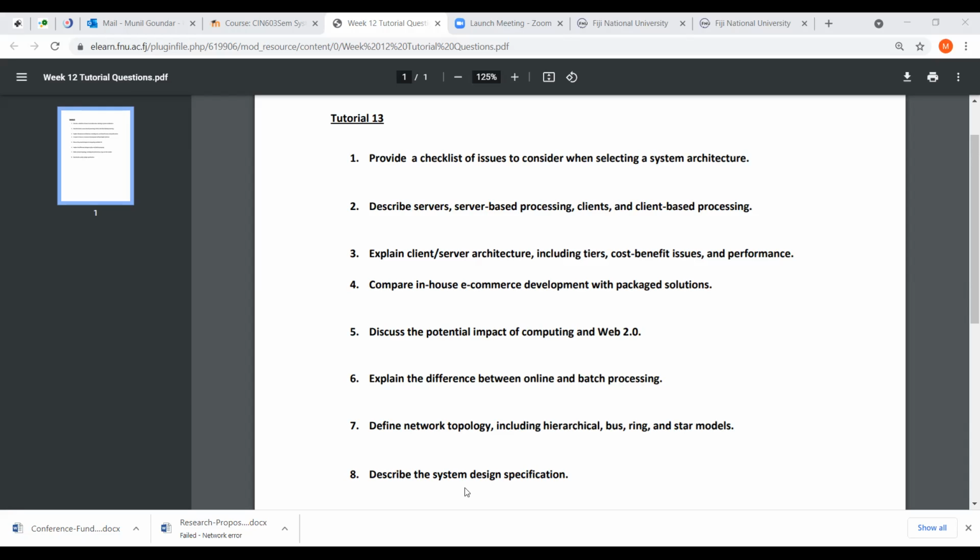Moving on to server-based processing. Can you put down server-based processing followed by a dash or a hyphen?